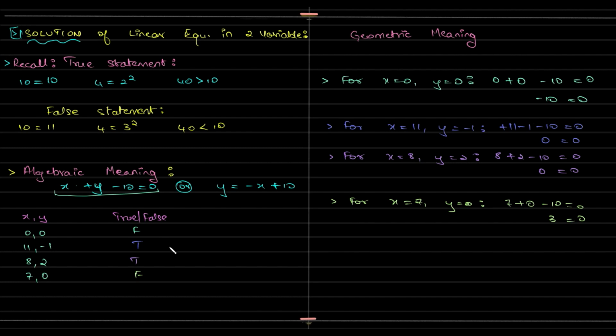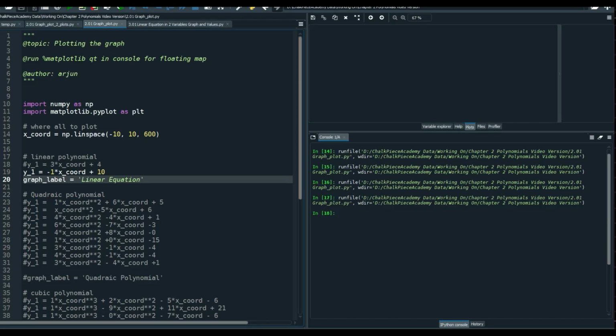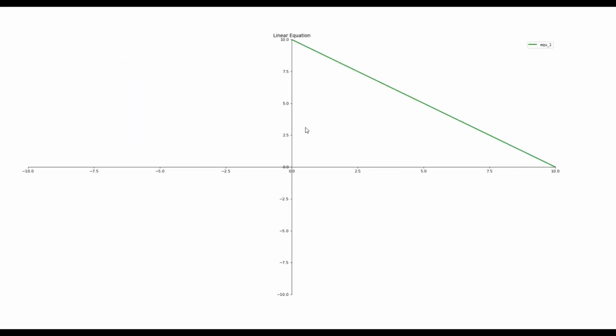So what can we conclude? The ones which give us true statements are, can you guess, your solutions. Solutions algebraically mean those values which make LHS equal to RHS, or which give us a true statement. So now, what does solution mean graphically? To understand that, we have to plot the graph. I already have typed in the linear equation that's required, y is equal to minus x plus 10. So let's plot it, and we have the graph.